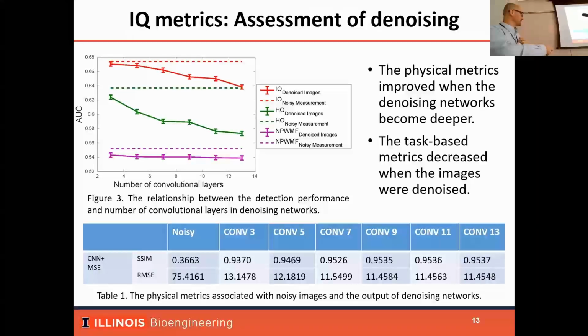Similar story with the RMSE. It started off high, but then when we apply the denoising network, it gets smaller. And the RMSE gets smaller as the depth of the denoising network gets deeper. Again, deeper, better, everything's good here. Let's look now up here. These are the task-based measures based on signal detection performance. I have the AUC here plotted against the number of convolutional layers in the denoising network, okay?